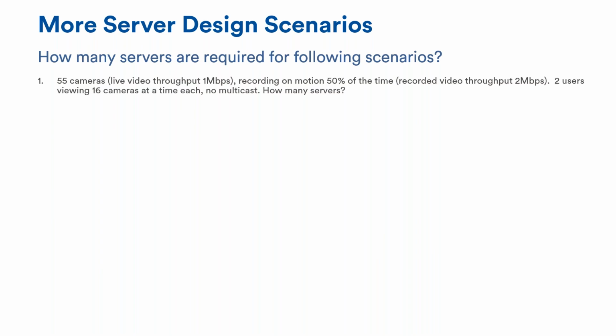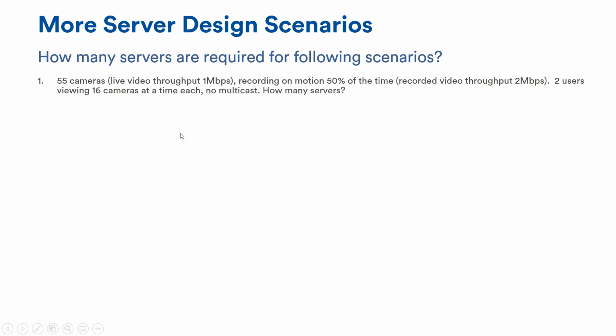And a couple more scenarios. 55 cameras, live video throughput of 1 megabit per second. So that's 55 megabits per second, recording on motion 50% of the time. Recording video throughput is 2 megabits per second. So in this scenario, we have a live stream of 1 megabit per second and a recorded stream of 2 megabits per second. We have 2 users viewing 16 cameras at a time.